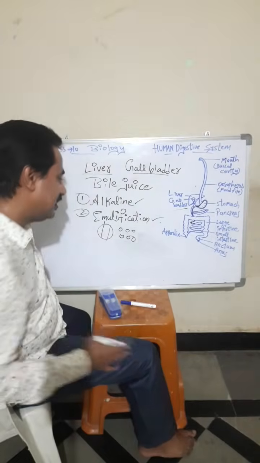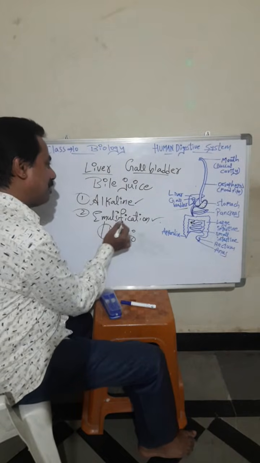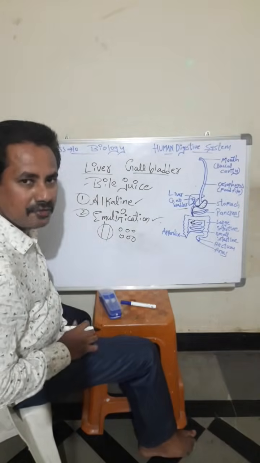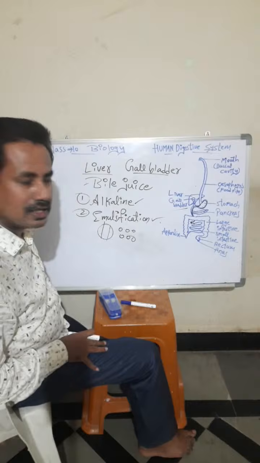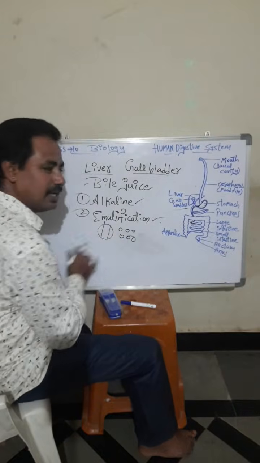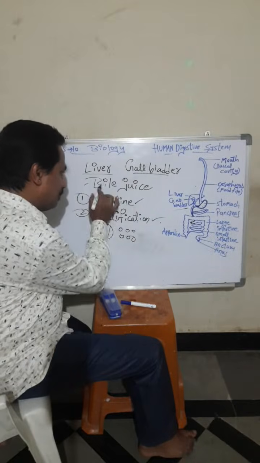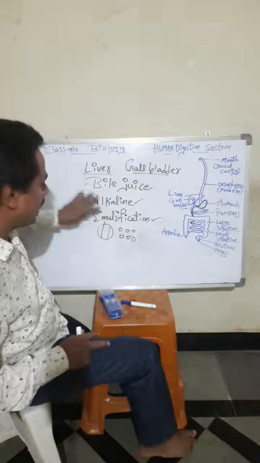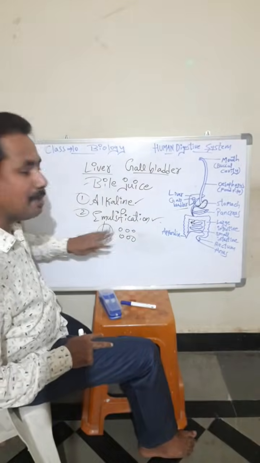Yes, understood? Very simple. Who will do this emulsification process? Bile juice. We eat curd, so a variety of fat-containing food we will eat. That fat will be broken down by bile juice. That is called emulsification. Two functions of bile juice: making the food alkaline, and emulsification.